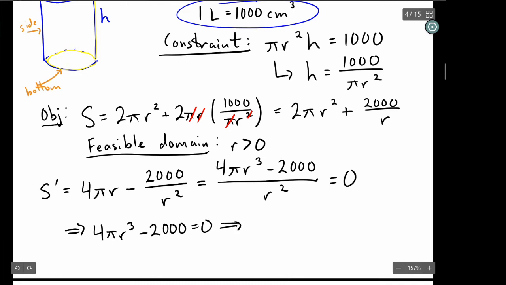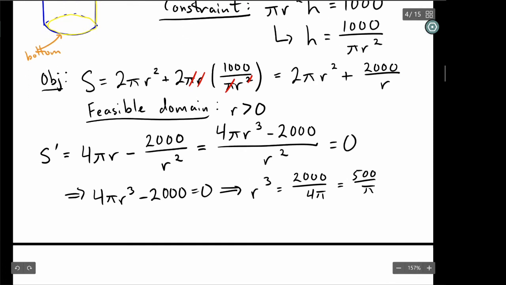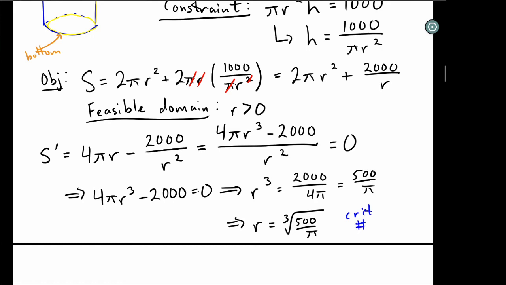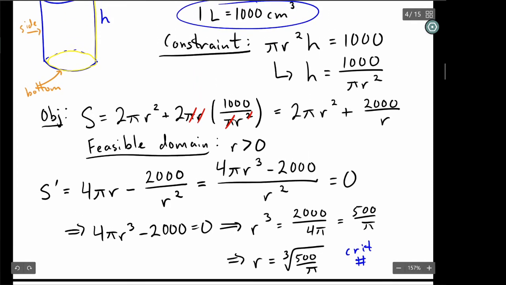which now is going to boil down to r cubed equals 2000 over 4 pi, or again, we can simplify it more, 500 over pi. So in this case, we take a cube root. There's only one of them. And so this is our critical number. The important thing here is that we have exactly one critical number.